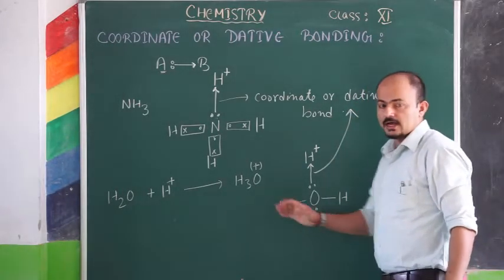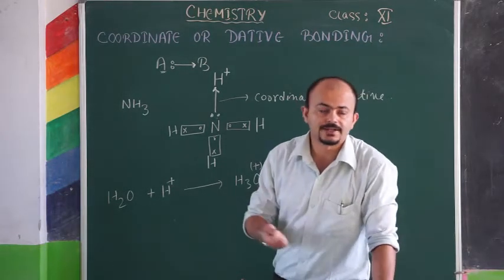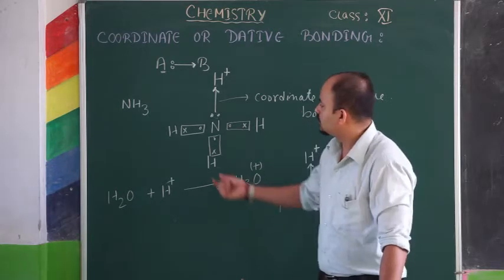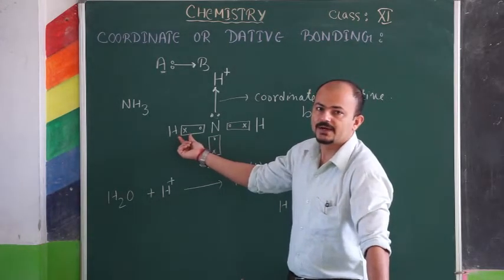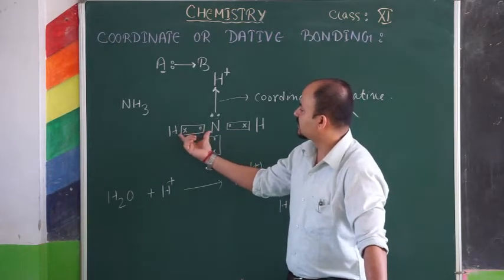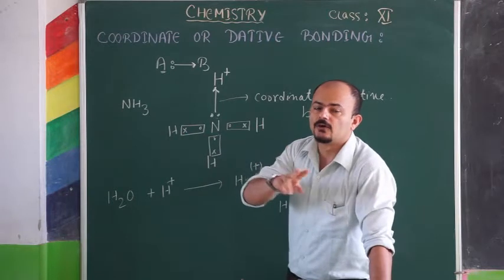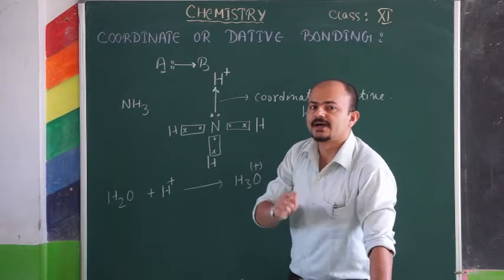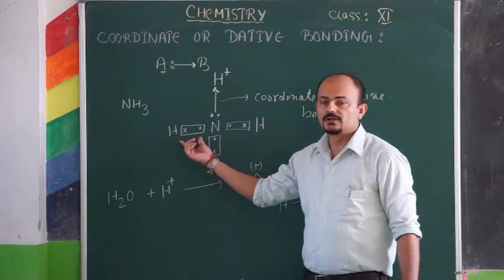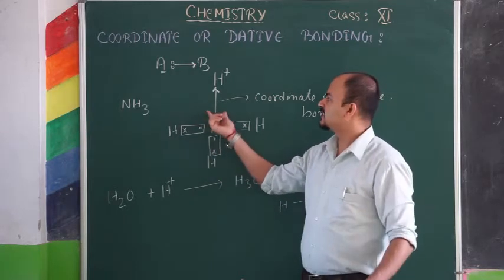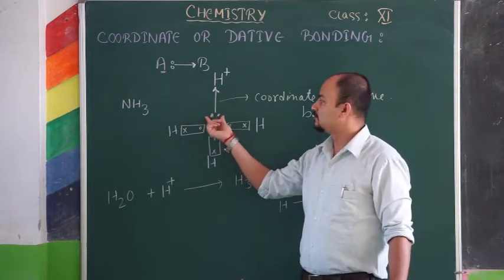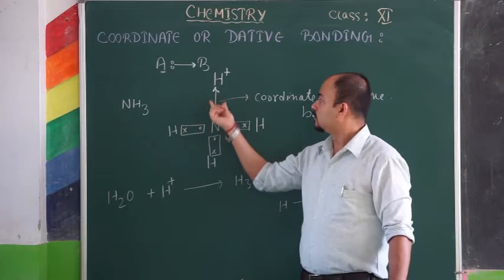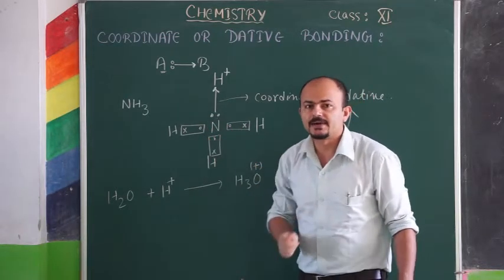I hope you now understand the difference between a covalent bond and a coordinate bond. Let me tell you once again. In a covalent bond, one electron from one of the combining atoms and one electron from another atom mutually share to form the covalent bond. That means equal contribution, one from one atom and another from the other combining atom. But in dative bonding, whenever lone pairs are present, the lone pair is used in bond formation between the combining atoms, and both electrons come from one of the combining atoms.